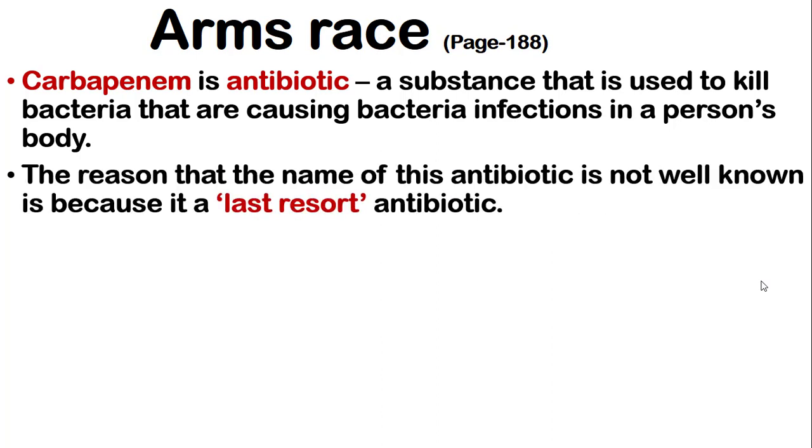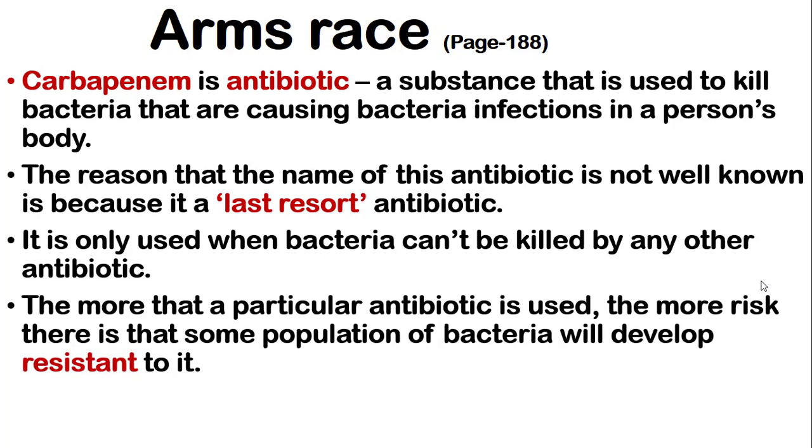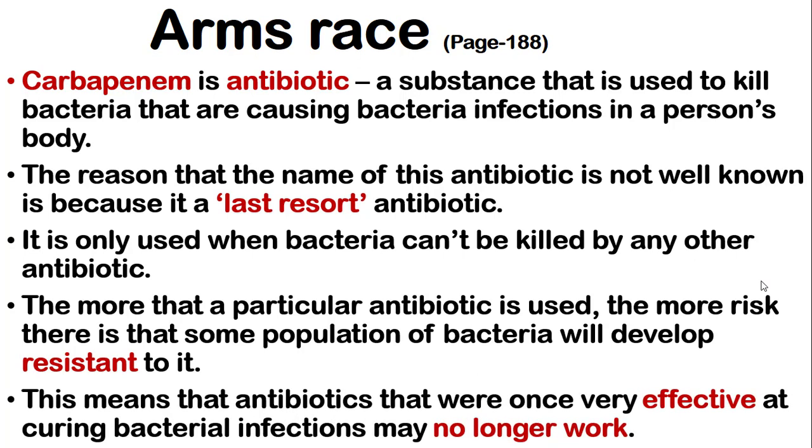The reason that the name of this antibiotic is not well known is because it is the last resort antibiotic. It is only used when bacteria can't be killed by any other antibiotic. The more that a particular antibiotic is used, the more risk there is that some population of bacteria will develop resistance to it. It means that some mutation or some changes in the bodies of bacteria happen and they become resistant to a particular antibiotic. So this means that antibiotics that were once very effective at curing bacterial infection may no longer work.